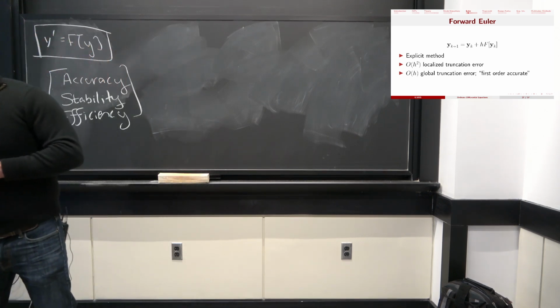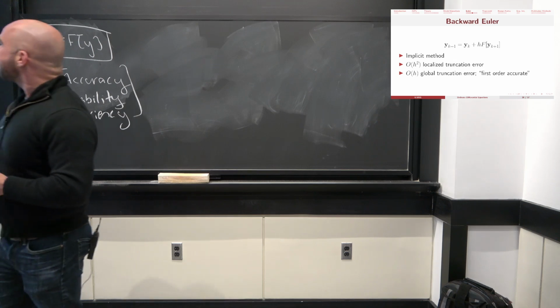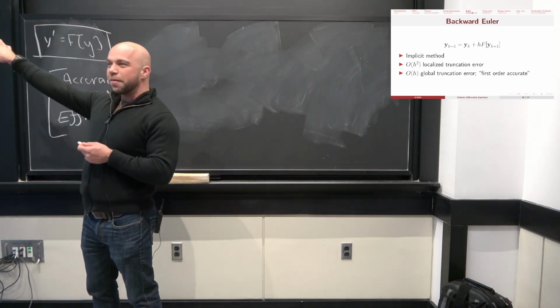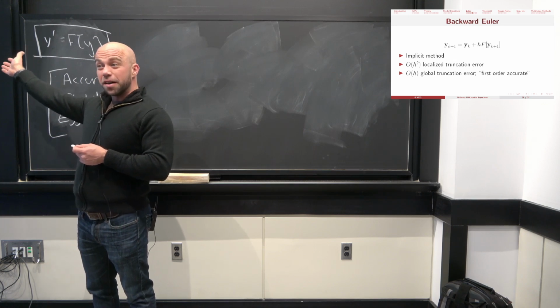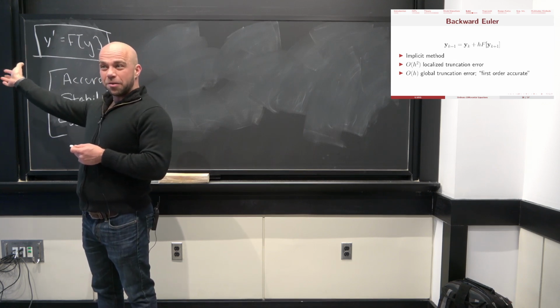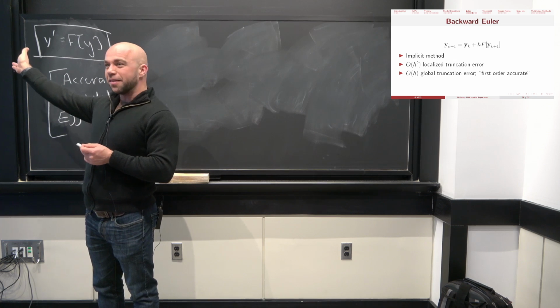On the other hand, we have backward Euler, which is an implicit algorithm, meaning that yk plus 1 appears in two places. Hopefully you see this is a system of equations I have to solve. We can do it in closed form when it's a linear ODE, but usually you need a root finding method to actually solve this thing.